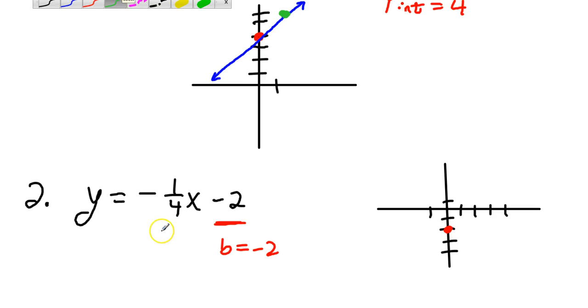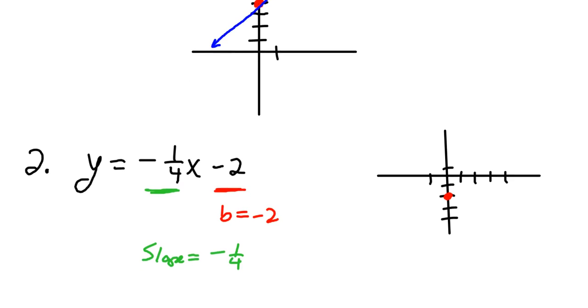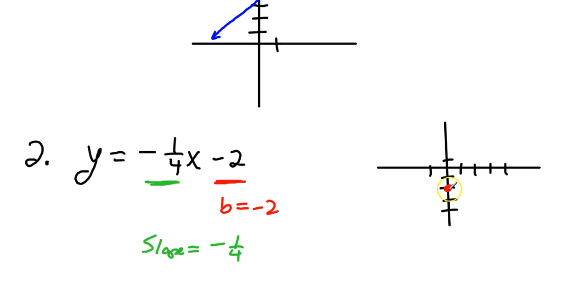And your slope is negative 1/4. And that's going to be our movement of how to get to the next point on the line. So from this point, we're going down 1 over 1, 2, 3, 4, putting that dot right there, and connect the dots for your next line.